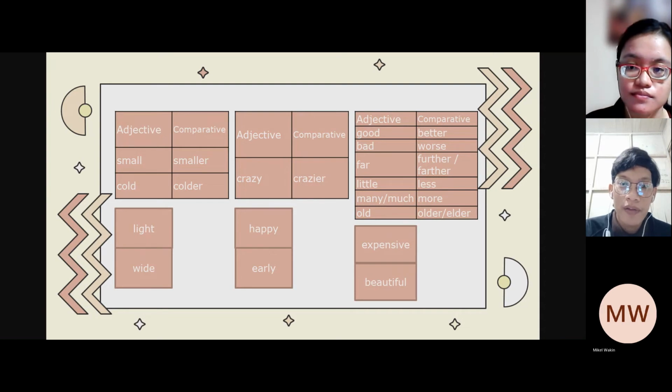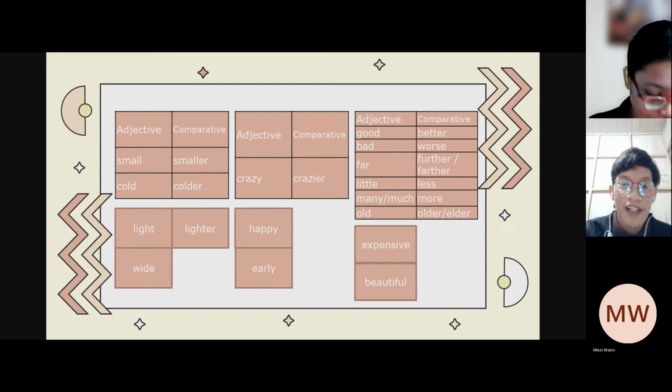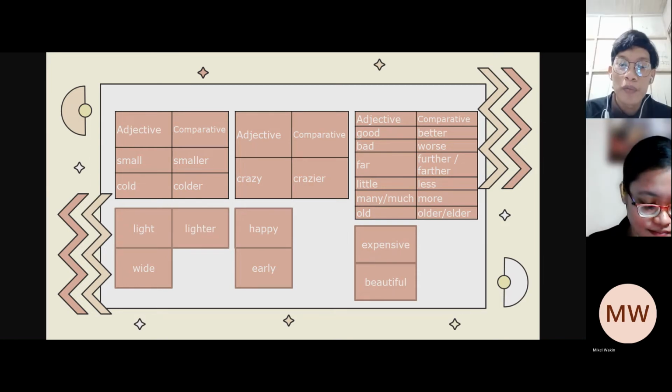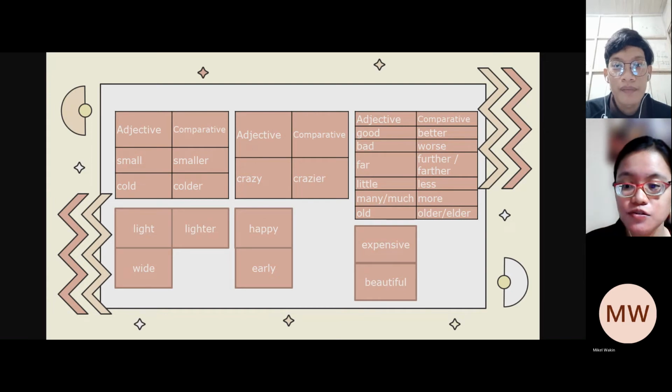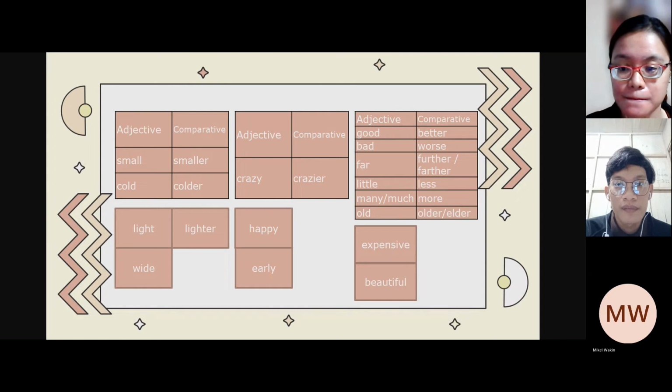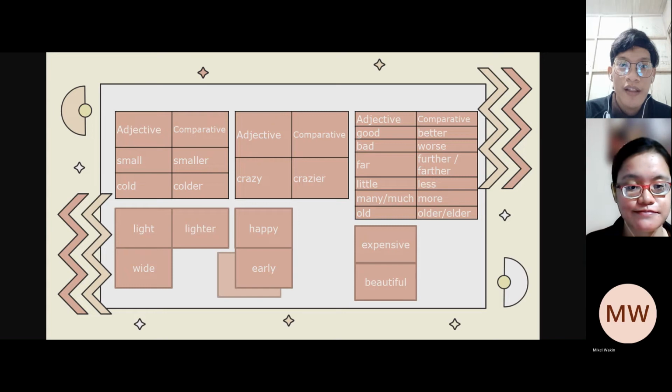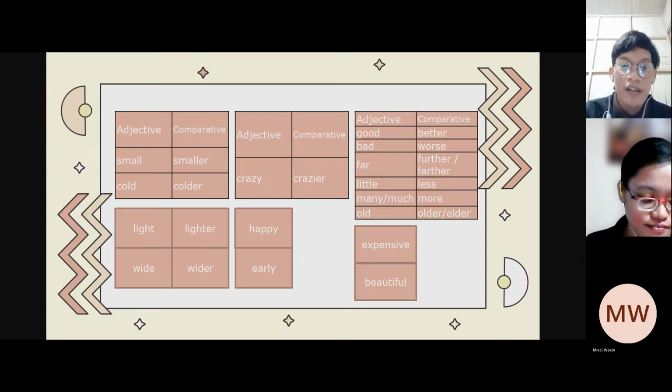Let's check if you are correct. And yes, that is right. How about the word wide, Miss Salget? Hello, sir. Am I audible? Yes. My answer, sir, for this one is wider po. Let's check if you are right. And yes, that is correct. Good job. Well done, Miss Salget.